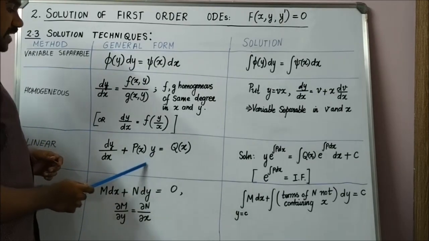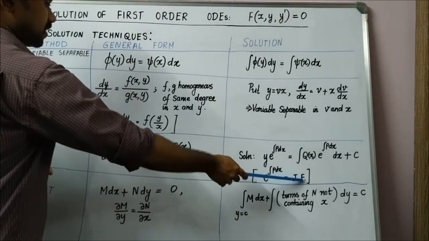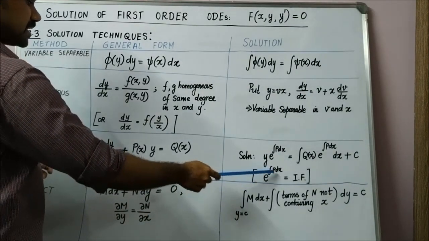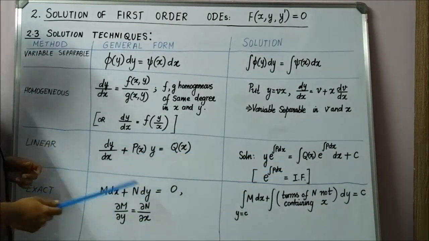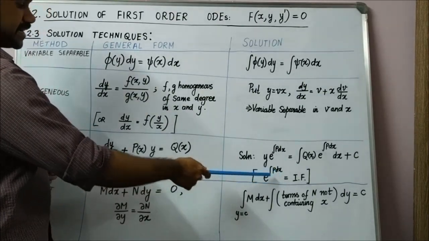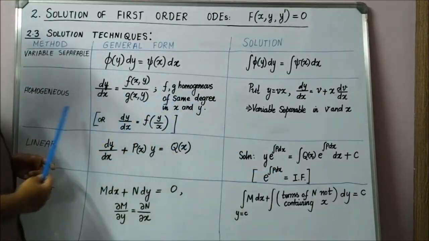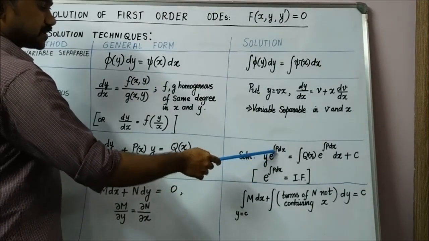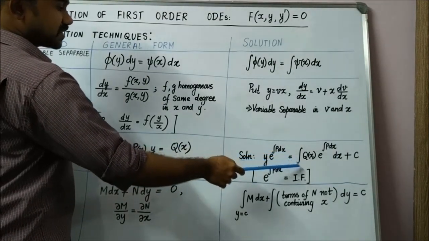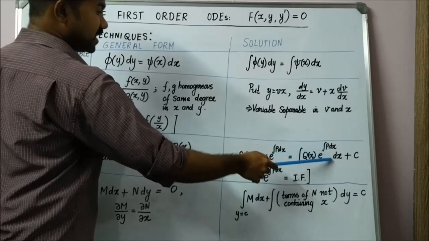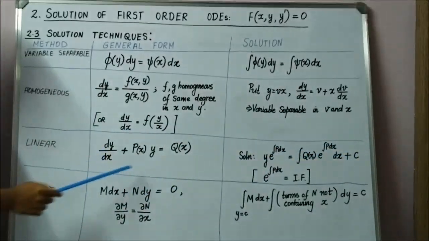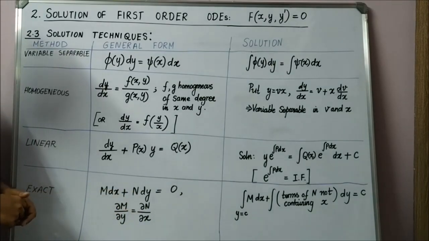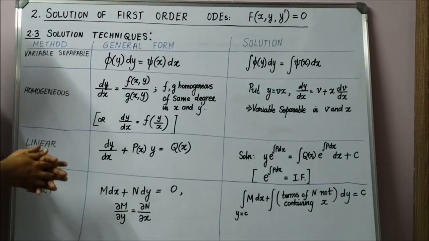Now for a linear equation, you first find something called the integrating factor, which is e to the power of integral p dx. After finding the integrating factor, you can directly substitute in the solution, which is given by y into e power integral p dx equals integral q e power integral p dx dx plus c. You have to memorize this solution. Of course, we have learned how to obtain the solution, but now you have to memorize this solution.